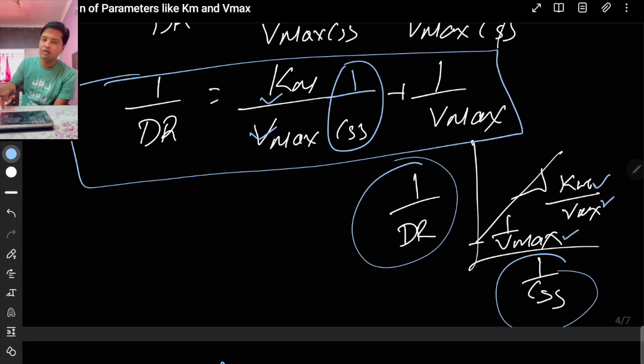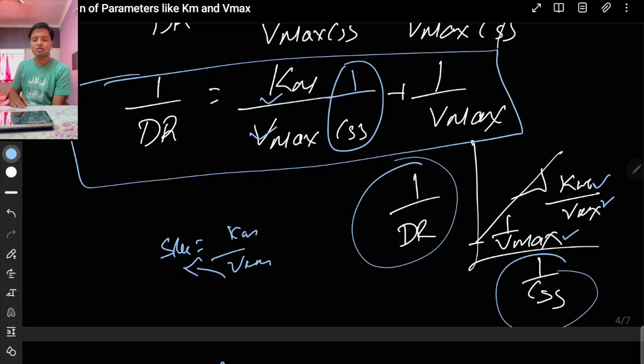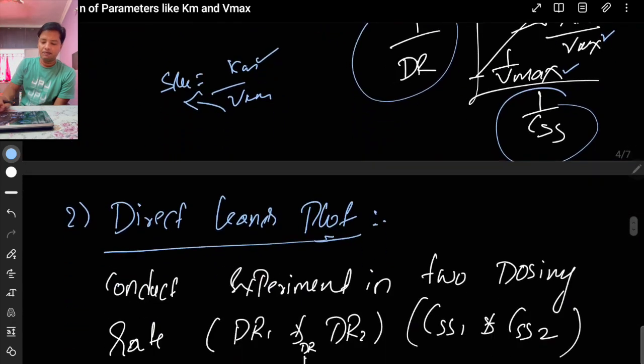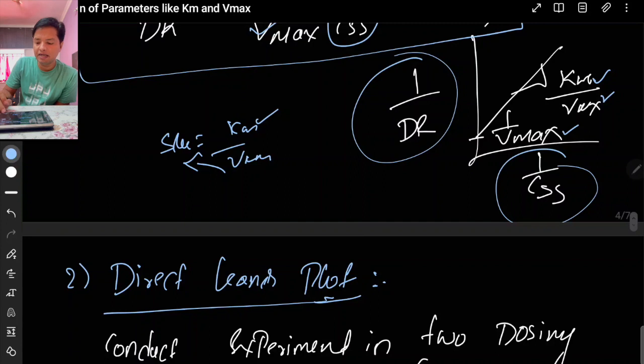We know from the intercept value we can find out the Vmax value. Substitute that Vmax value in the slope, that is Km by Vmax. So the slope is equal to Km by Vmax; multiply this Vmax with the slope value, and you will get the Km value. So the Lineweaver-Burk plot comes two times here, without steady state and with steady state also. The only difference here is, instead of writing dC by dt, we write the dosing rate, because we are taking the steady state.